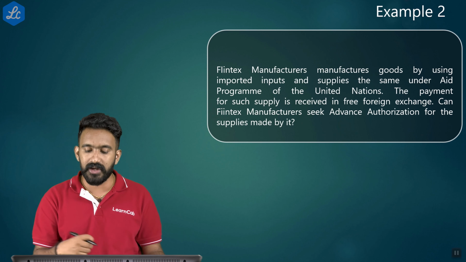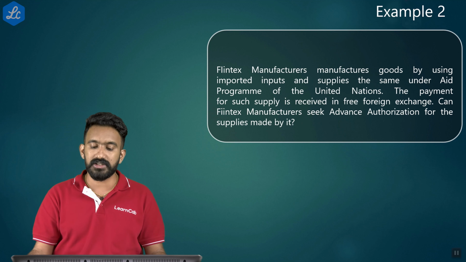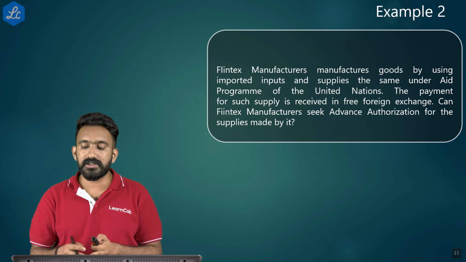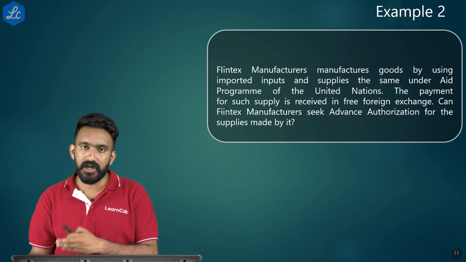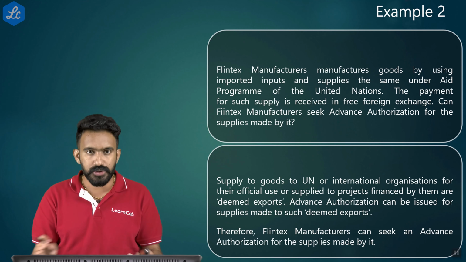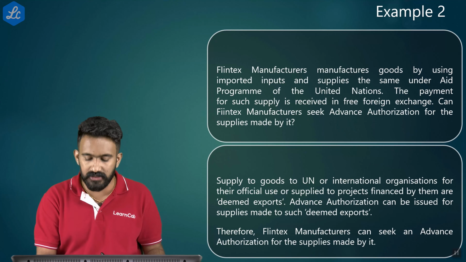Can fintech manufacturers seek advance authorization for the supply made by it? The answer is yes. Even for supplies under aid programs of United Nations, it's coming under your deemed export, which we will discuss later, but I'm just taking that particular case here itself.